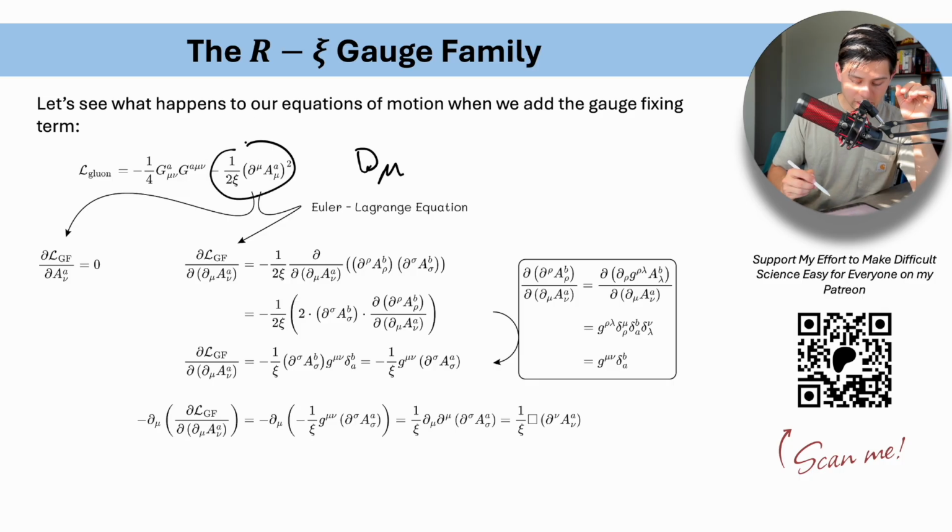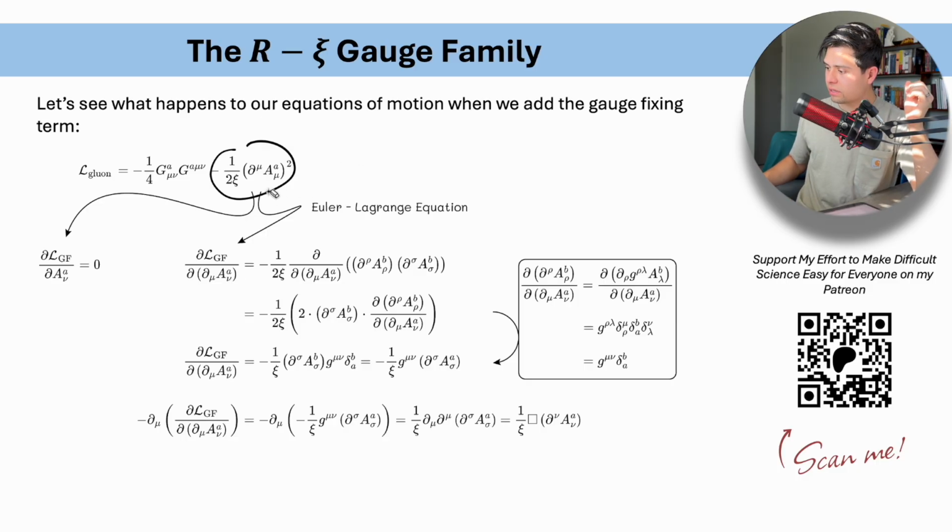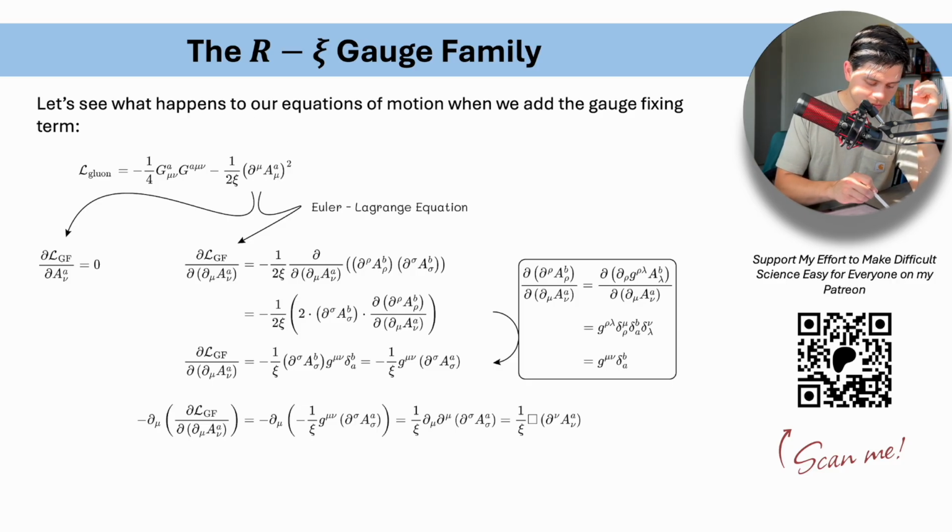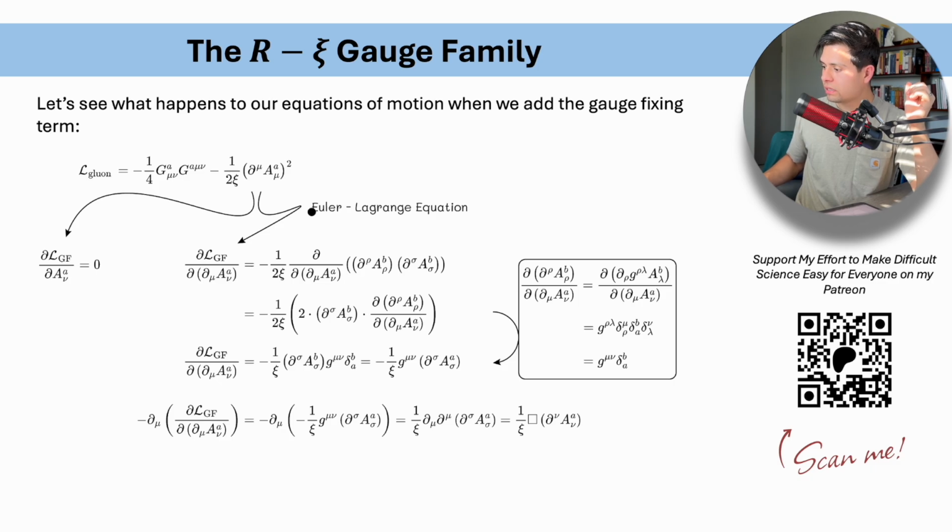But let's just take a look at how this term affects just the gluon part, not the quarks. So when we apply the Euler-Lagrange equations, we can see, I'll get my pointer out here, make my pointer bigger. We can see here that we start here.